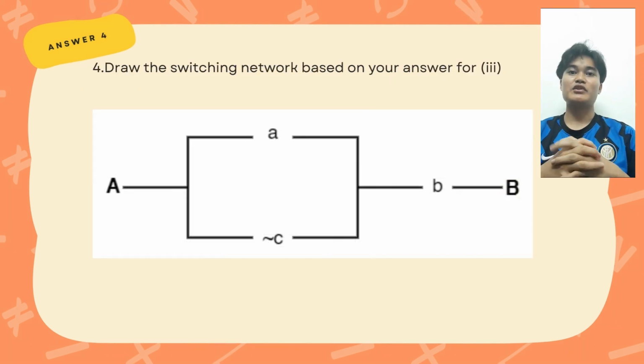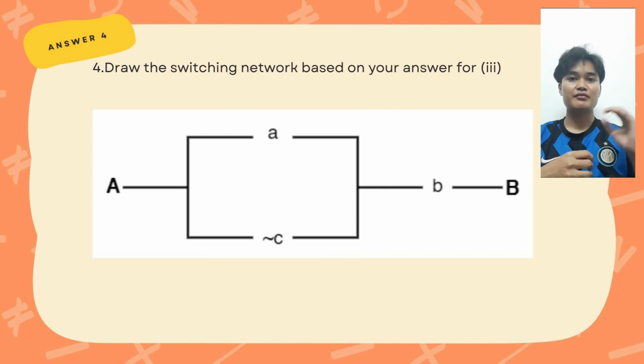Based on the answer from question 3, which is A disjunction negation C, and conjunction B, the switching network starts from terminal A to parallel switches that assign A at the top and negation C at the bottom. After that is combined, serial switches are used and B is assigned before ending in terminal B.